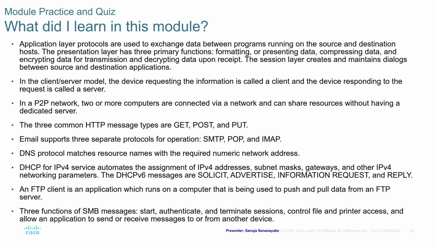An FTP client is an application which runs on a computer that is being used to push and pull data. In other words, send data or retrieve data from an FTP server. And remember, an FTP client is required on the end device in order for it to access the FTP server. 3 functions of SMB messages are start, authenticate, and terminate sessions, control file and printer access, and allow an application to send or receive messages to or from another device.